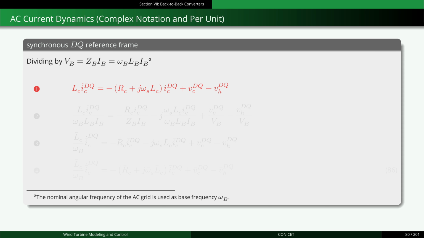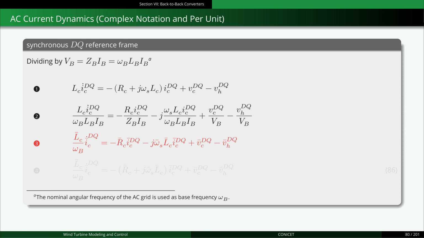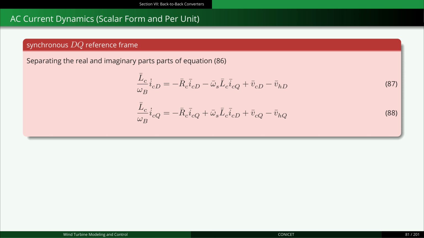Now, we will show how to convert equation 85 from the International System of Units to the per-unit system. First, divide equation 85 by the base voltage. Depending on the term, the base voltage is written in different ways using the base quantities introduced in the per-unit system section. Next, define the per-unit variables and parameters by identifying those divided by their corresponding base values. Here, variables and parameters in per unit are denoted by a bar. The nominal angular frequency of the AC grid is used as base frequency. Finally, by separating the real and imaginary parts of equation 86, we obtain equations 87 and 88.